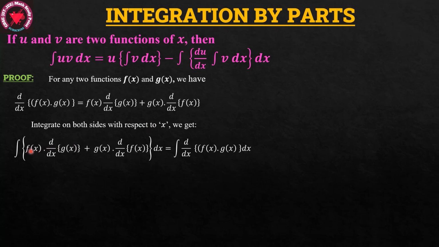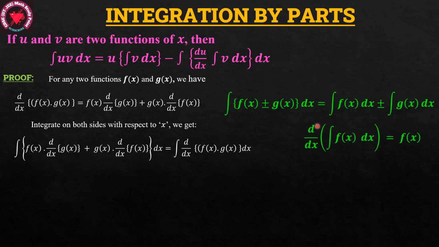See this step, integral of f of x into d by dx of g of x plus g of x into d by dx of f of x, dx is equal to integral of d by dx of f of x into g of x, dx. We just integrated this step on both sides. Now from integration we know the basic rules. See here, integral of sum of two functions dx is equal to the sum of individual integrals of the functions. In the same way, one more rule, derivative of integral f of x dx is equal to f of x, or integral of derivative of f of x is also f of x.